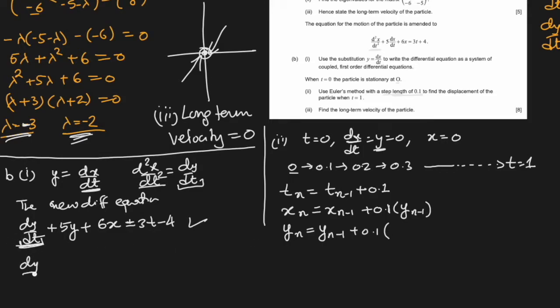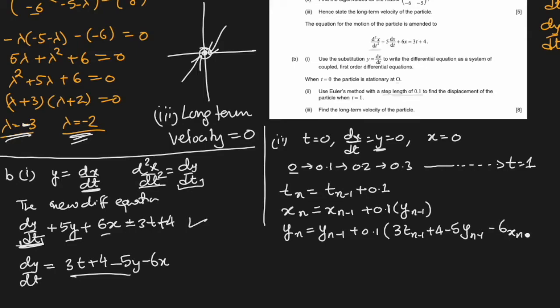So let's isolate it here. dy over dt equals 3t plus 4, minus 5y minus 6x; these two are also taken to the right side. So we'll write them here: 3tn minus 1 plus 4 minus 5yn minus 1 minus 6xn minus 1. These are the three equations which we will input in our calculators to use Euler's method with a step length of 0.1. So let's open the calculator now.